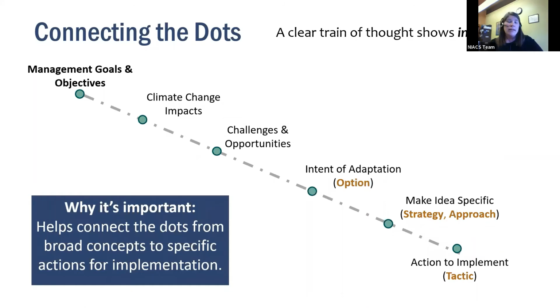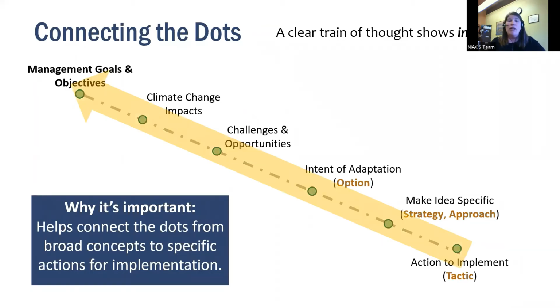And you've all seen this graphic before, so you should have an idea of the intentionality that each step brings to our climate-informed management plan, all the way from management goals and objectives to impacts, challenges and opportunities, adaptation, and finally developing strategies, and then moving to implement and monitor our actions after that.